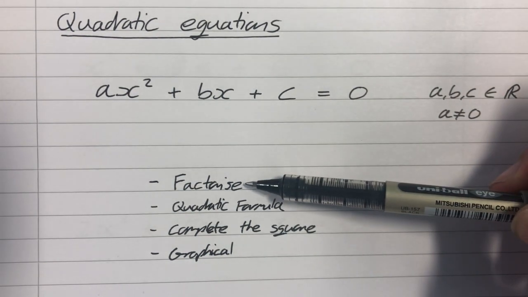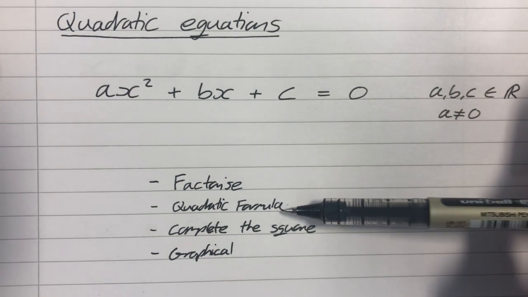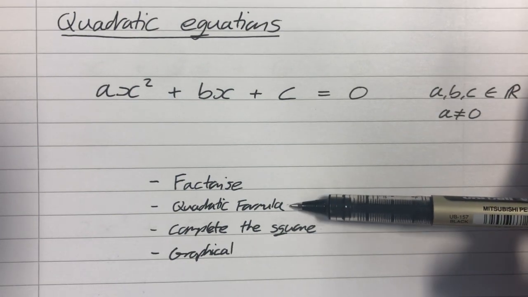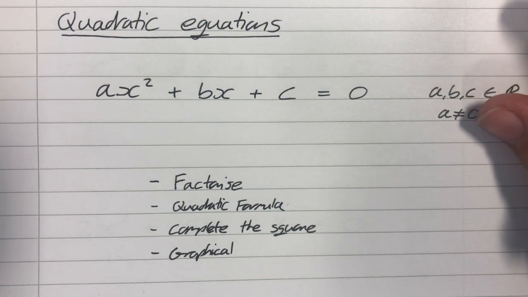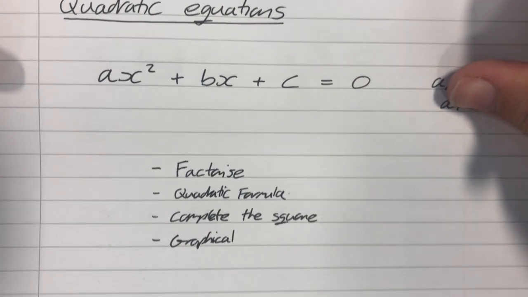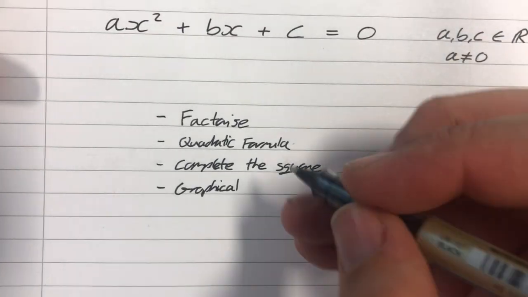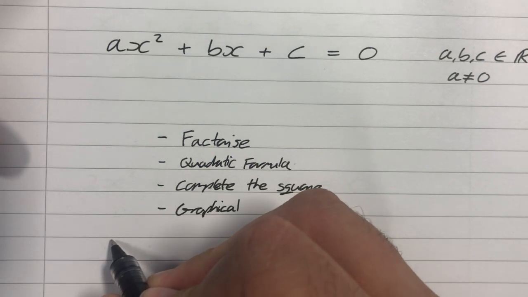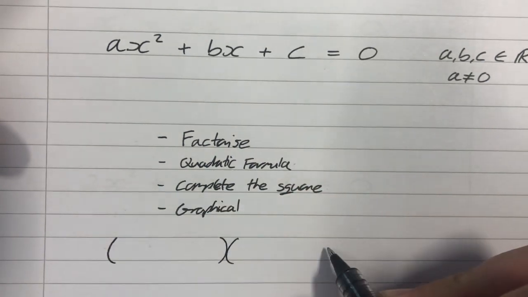Today we're going to be focusing on factorising and the quadratic formula, and I will use the completing the square method to derive the quadratic formula, but won't actually solve any quadratic equations using completing the square. Okay, so the idea of factorisation then is to take this quadratic equation and somehow write it as the product of two brackets.